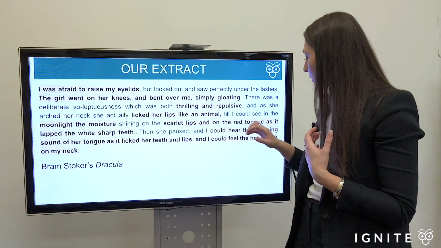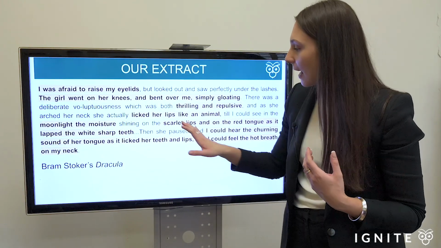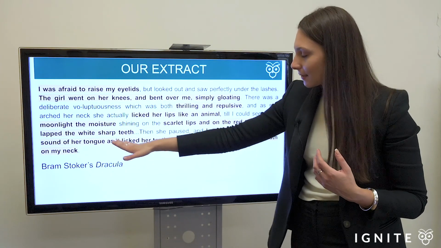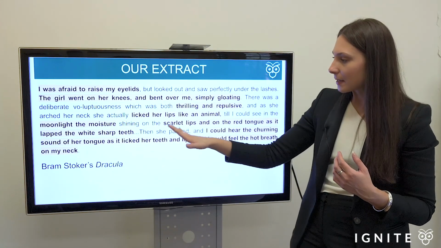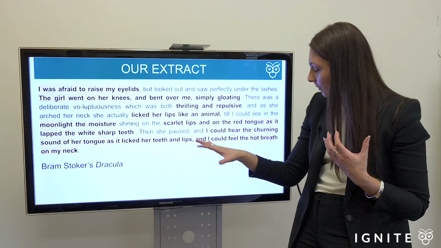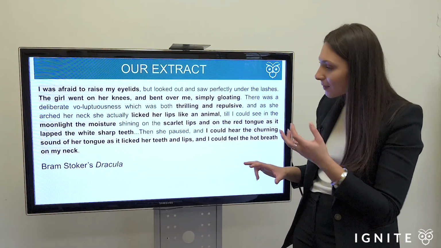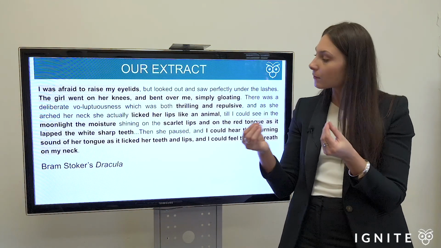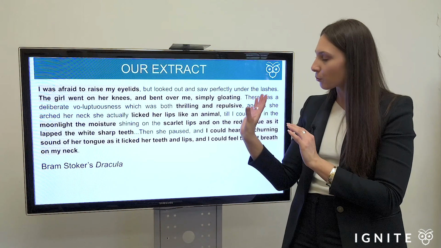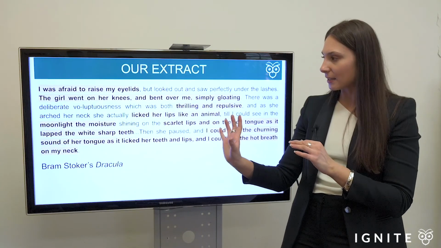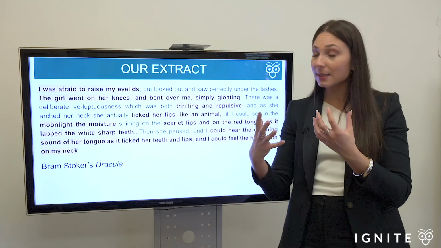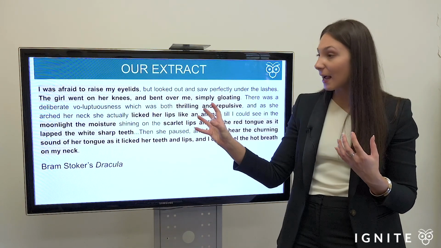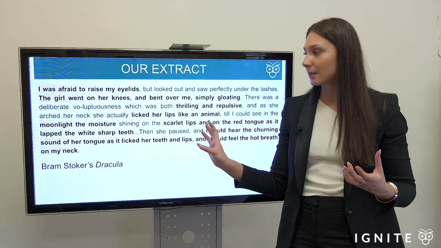"Then she paused and I could hear the churning sound of her tongue as it licked her teeth and lips, and I could feel the hot breath on my neck." So again, the sensuality in the imagery there, and it is here quite tactile imagery, especially when we have "I could feel the hot breath." Tactile imagery is any imagery that appeals to touch, right? It's very sensitive in the way it's being described. And I think through all of that, you really get this hotness, the heat, the sensuality of the women, but also their violent nature as well, the sharpness of their presence, and how they really threaten Harker at this moment in the text.